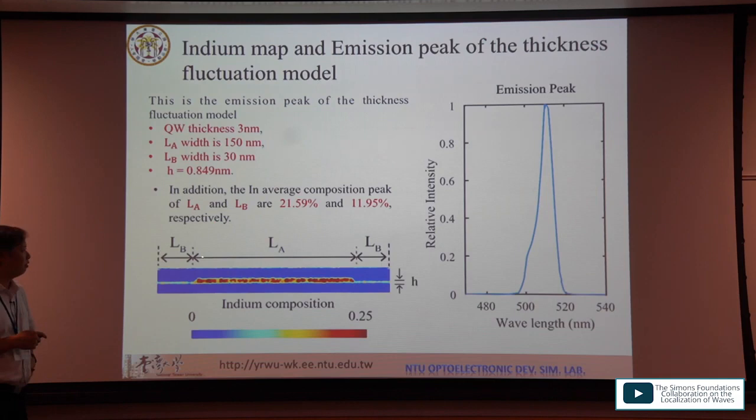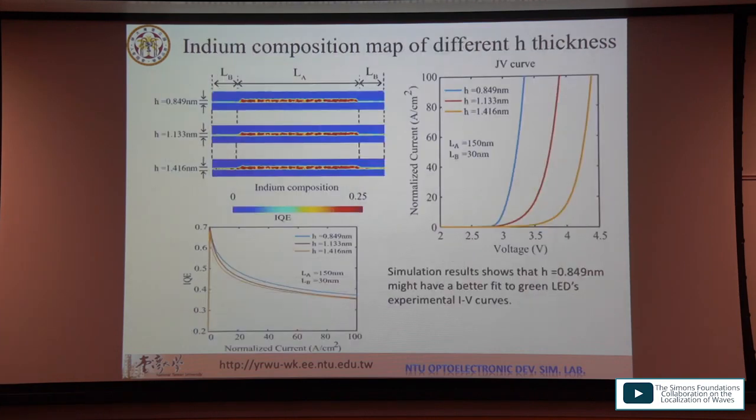So I jumped to the point we studied. We think that if we include the thickness fluctuation, then first we check that the emission peak is right in the green. And if we include the thickness fluctuation, we find something interesting: with different kinds of thickness fluctuation, of course, the turn-on voltage drops significantly if H is equal to 0.489. And the IQE doesn't change too much.